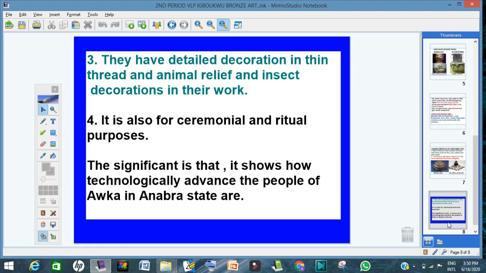So with what I have said now, I hope you will agree with me that Igboukwu art is not just an ordinary artwork. If you look at the artwork, it is really naturalistic, unlike Nok terracotta, which is stylized, though some of it is natural. So I advise that you go through this video and study it very well in order to answer your questions in your Google form. Thank you.